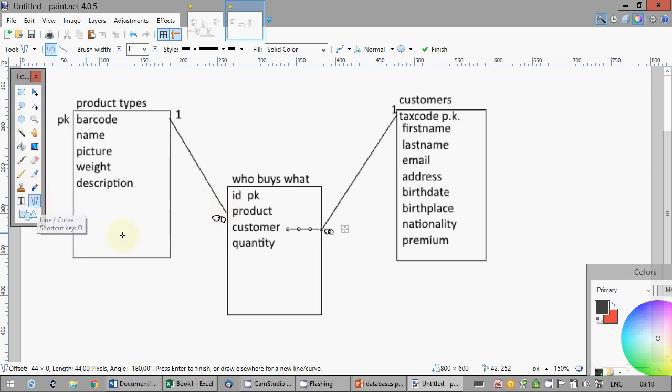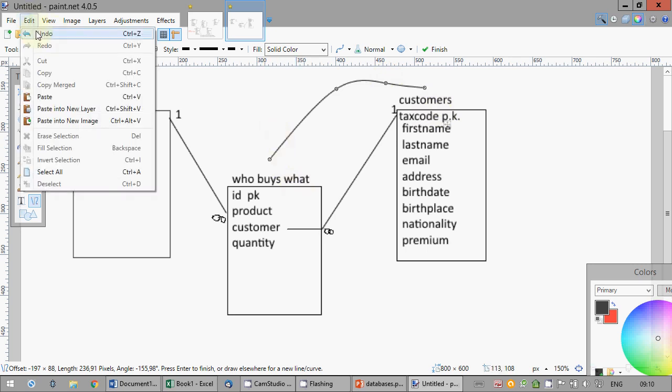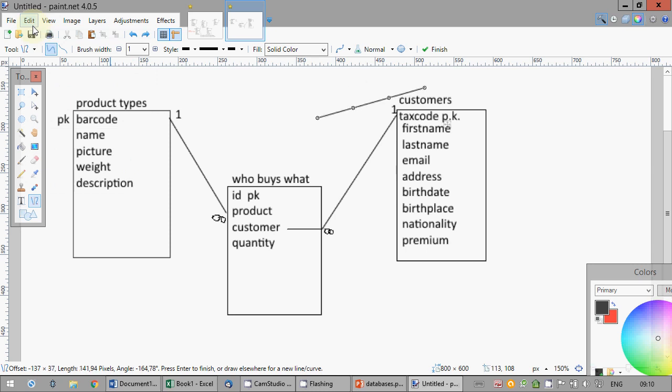Please, I repeat, never build relations like this. Look. And I don't know where it arrives. Or even worse, there are some people who build a relation like this. Look. I sometimes see relations like this. I understand that it's from this table to this one, but the fields. Undo.